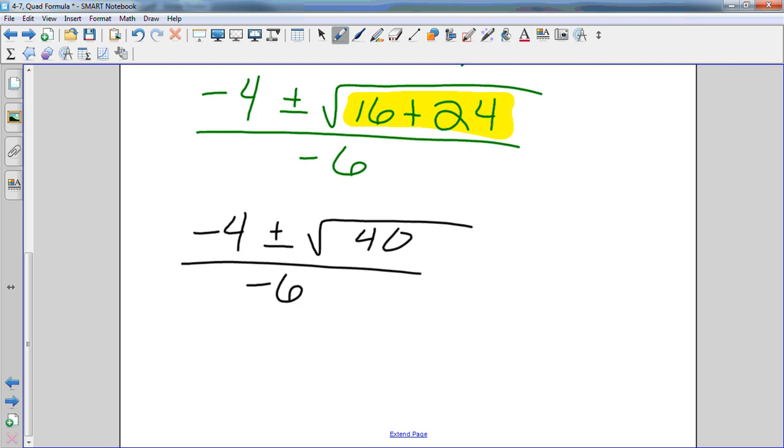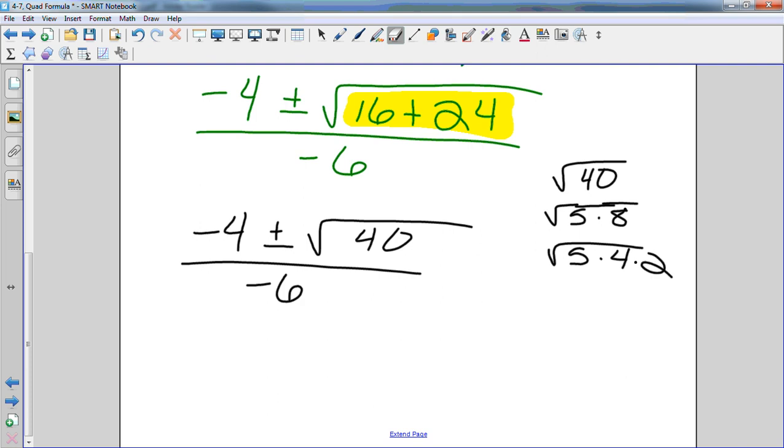I have to come up with 2 solutions. So first of all, let's simplify my radical. What's the square root of 40? How do I simplify that? You do 5 and 8. 5 times 8, 20 times 2. So now I have the square root of 5 times 4 times 2, or 2 radicals of 10. A perfect square is 4, giving me 2 square roots of 10. So I'm going to replace my square root of 40 with 2 square roots of 10.